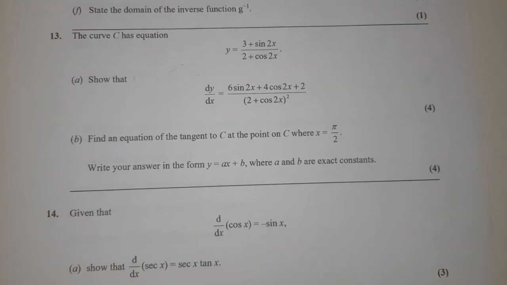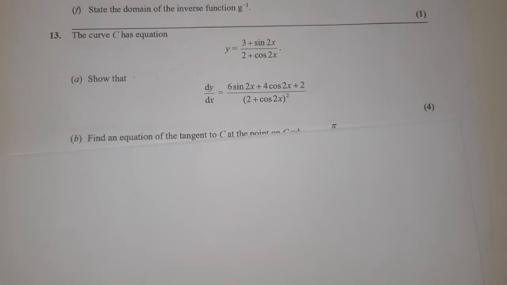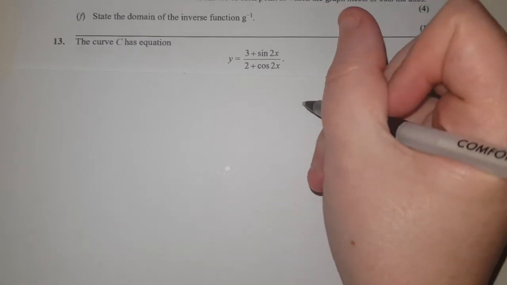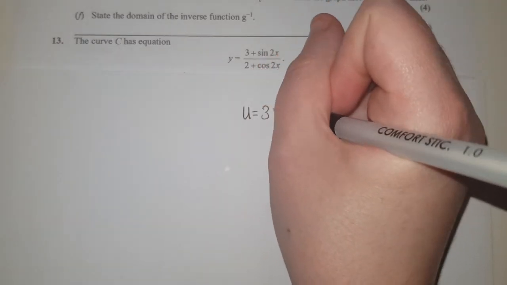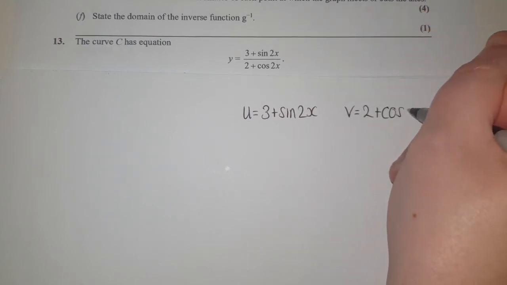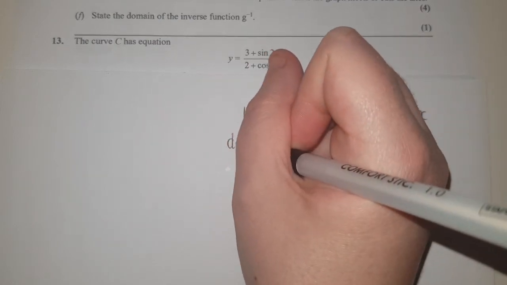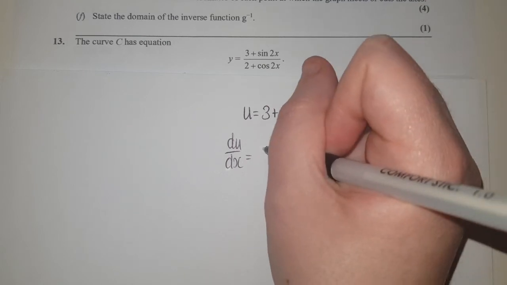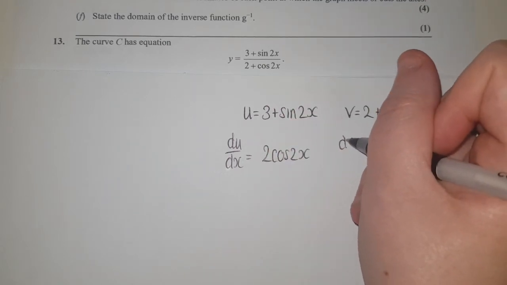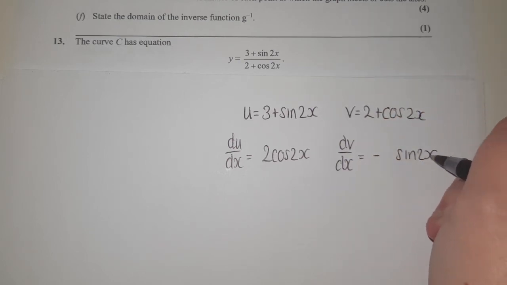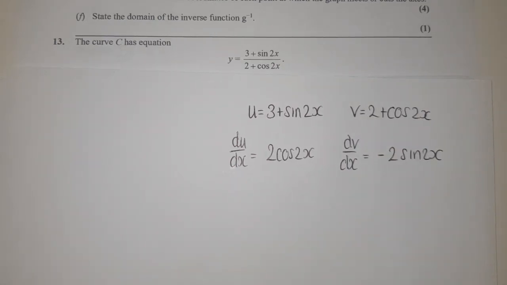So remember, you've got something written in fraction form that we need to differentiate. So in fraction form, if you're differentiating, it's a quotient rule. So u is written as 3 plus sine 2x. V is written as 2 plus cos 2x. That means if you differentiate sine, you're going to get cos. The extra factor of 2 goes in front, so I've got 2 cos 2x. If you differentiate cos, you get minus sine. The extra factor of 2 goes in front. Okay, so I've differentiated my functions.